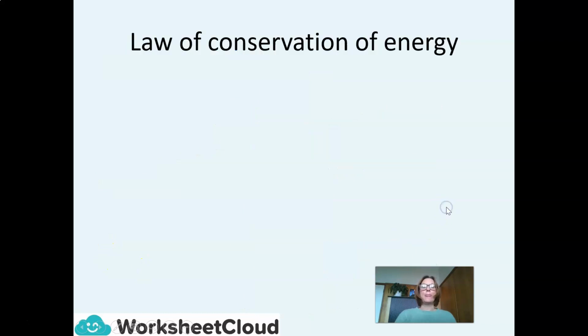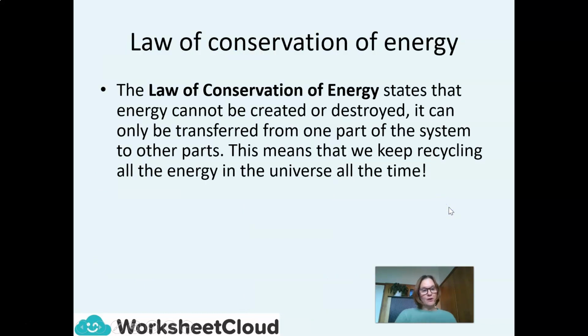Kinetic. So the law of conservation of energy now states that energy cannot be created or destroyed. It can only be transferred from one part of the system to other parts. This means, yes, that we keep recycling all the energy in the universe all the time.